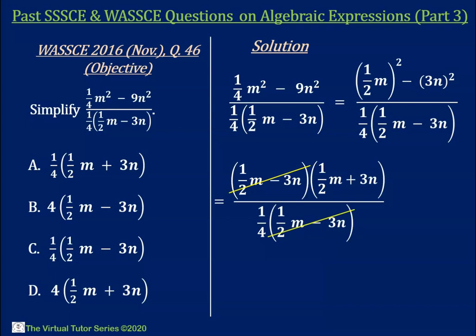Now, let's multiply the numerator by the reciprocal or inverse of the denominator. The inverse or reciprocal of 1 over 4 is 4 over 1, or 4, multiplied by (1 over 2m plus 3n). Hence, option D is the correct answer.